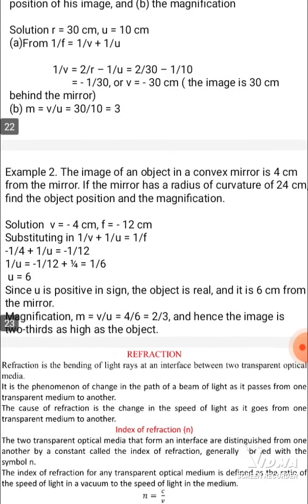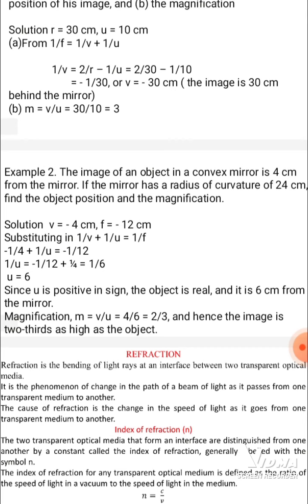Take note that in the case of magnification, the signs are insignificant. That's why that minus 30 is not appearing here. In the case of magnification, you do not take cognizance of the signs. So magnification is 3, and it is not in any unit because the units cancel each other.